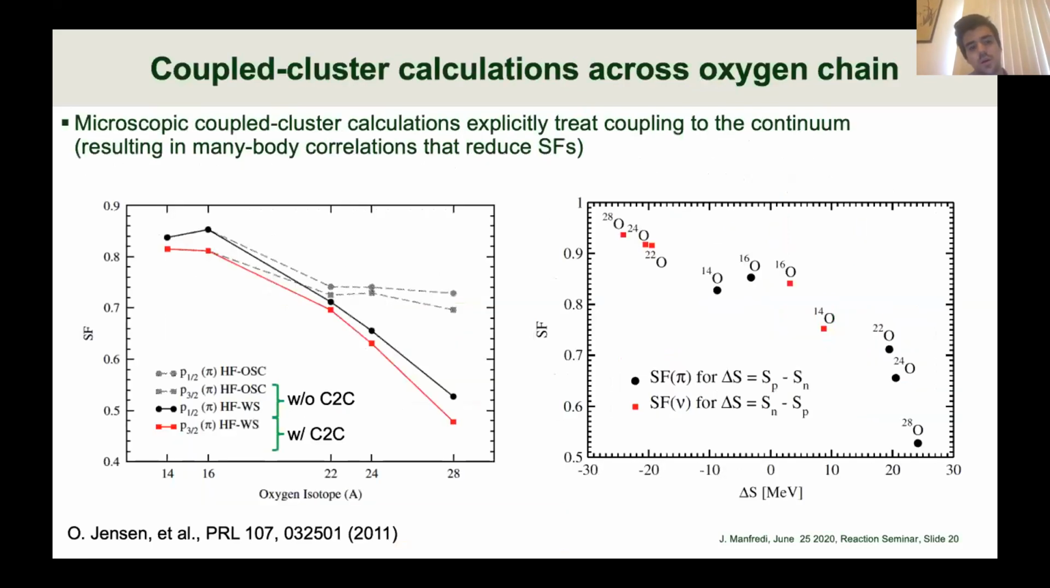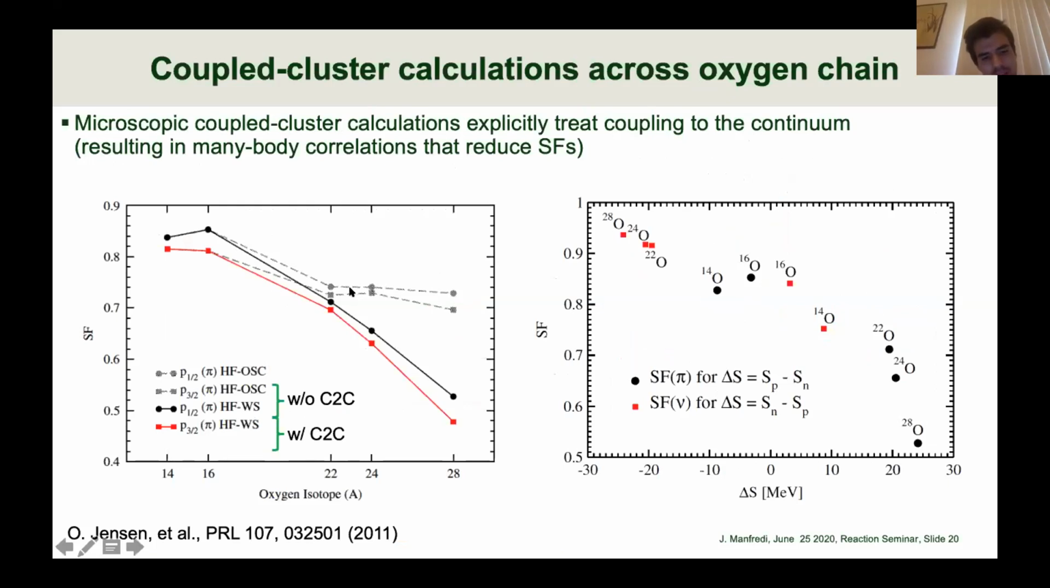There's also approaches from a structure perspective. We can calculate what we would expect to see from including lots of different structure to see if we observe this quenching. So there's a coupled cluster calculation from Jensen and collaborators that tries to explicitly couple to the continuum, which basically results in many body correlations that end up reducing the spectroscopic factors. You can see here on the left what a big impact those have.